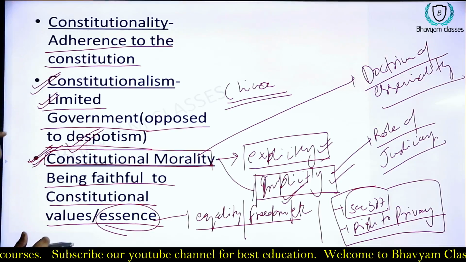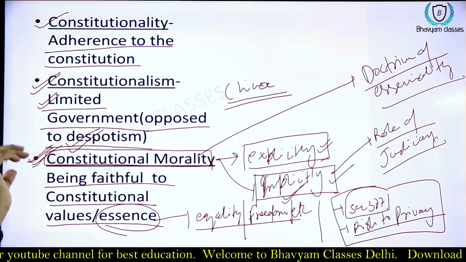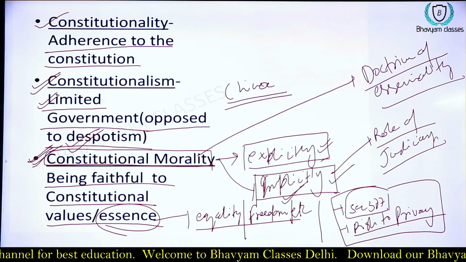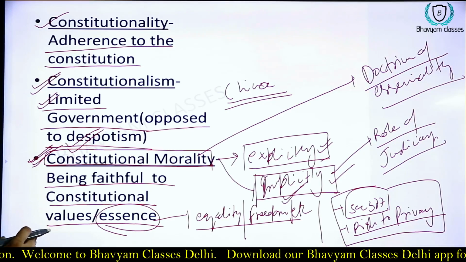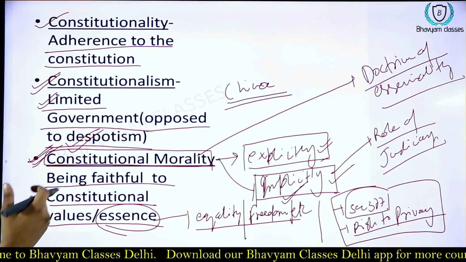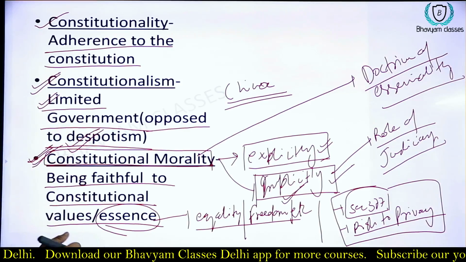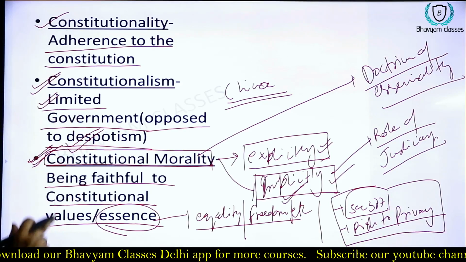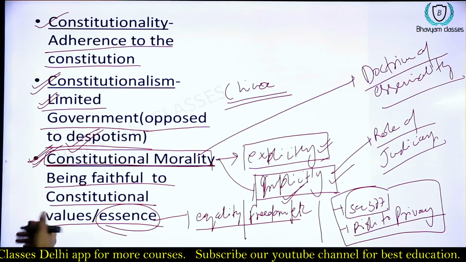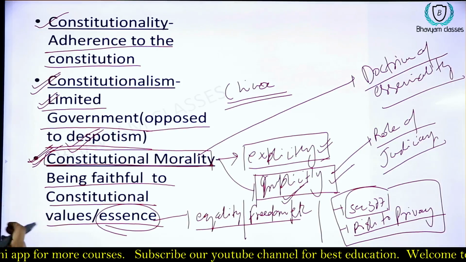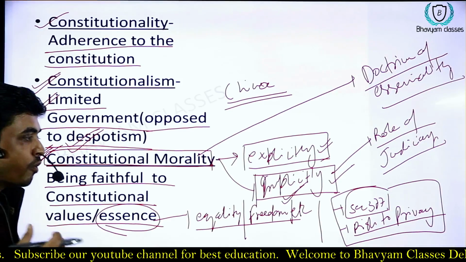Let me revise it. Constitutionality means adhering to the articles of the constitution, that you should make laws on the basis of the constitution. Constitutionalism means there are some limits on the government that have been put by the constitution, and constitutionalism is opposed to despotism or totalitarianism or dictatorship. While constitutional morality means being faithful to the constitutional values, or the essence of the constitution should be followed.